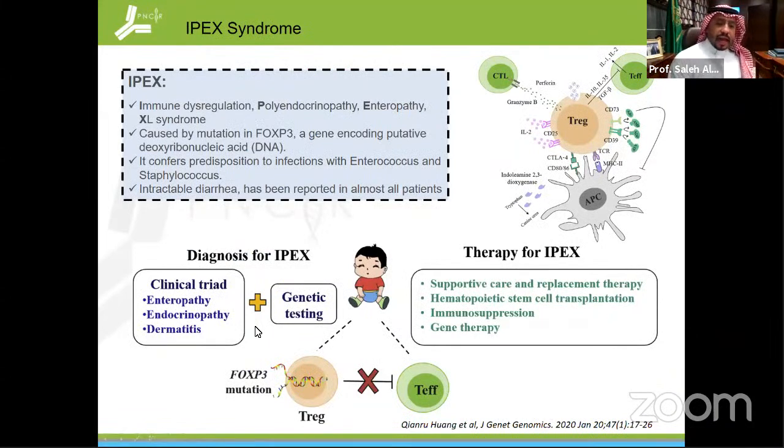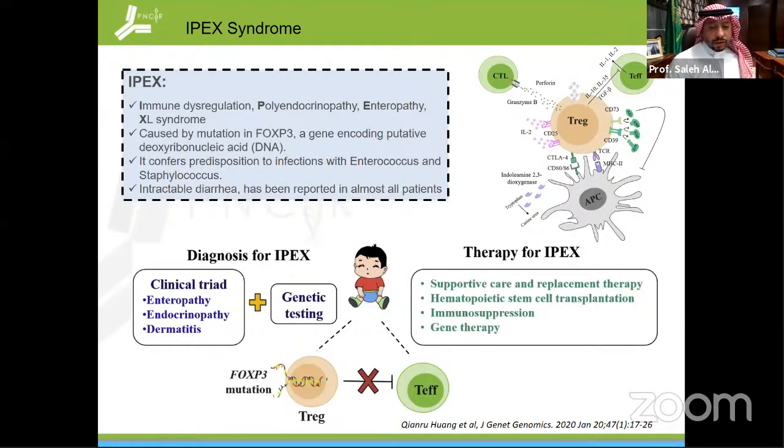A special disease entity like IPEX, which stands for immune dysregulation, polyendocrinopathy, enteropathy, X-linked syndrome, involves a problem in the FOXP3 mutation, which is important for the function of T regulatory cells. If this gene is mutant and Treg is not functioning very well, the patient might be predisposed to infection on one side, but also to different types of autoimmunity and dysregulated inflammation. That infection typically is Enterococcus, but also can be Staphylococcus.